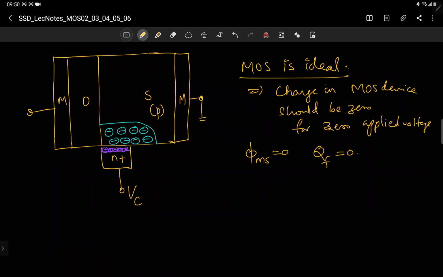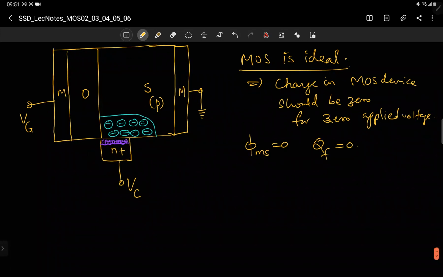So here it is 0. Here, I am denoting it as VG. Now that we have introduced more terminals, we should introduce subscripts also to differentiate which voltage we are talking about. So the voltage applied to the metal, I'll represent as the voltage applied to the gate with subscript G, and the voltage applied to this N plus contact, I will represent as C. Okay, and this right side metal, I ground it. So always references are with respect to the rightmost grounded terminal to the semiconductor and metal junction.